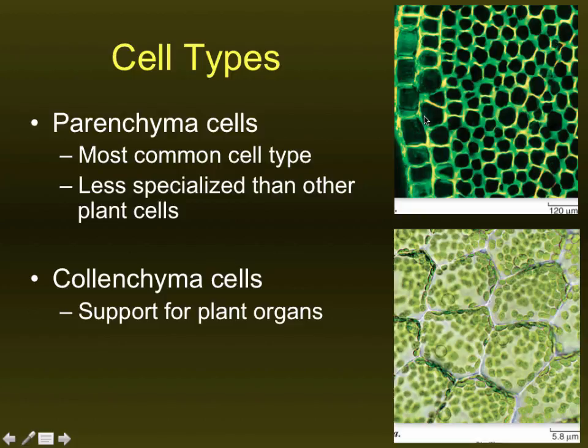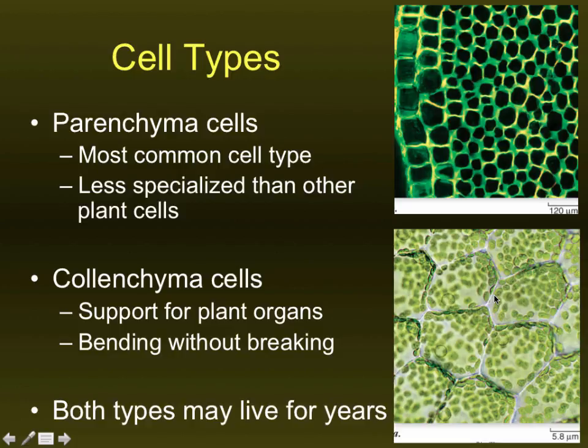Collenchyma cells, which would be what these are up here, see these have thicker cell walls than these parenchyma cells do, are again supportive, and they offer that flexibility. These cells are both alive at maturity. One of them is more expensive to produce than the other one. That would be the collenchyma cells. But both of these are alive at maturity.